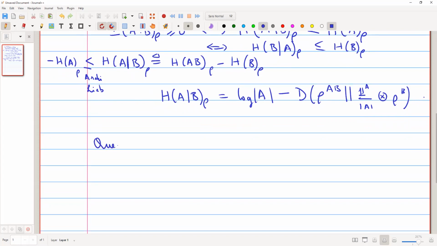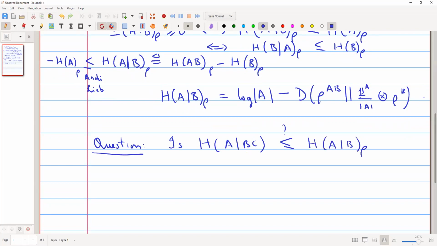Sorry. So the question is, I know conditioning reduces the entropy, but what does further conditioning do? I had written this question also. Is H of A given BC less than H of A given B, for all, taking any tripartite density matrix?